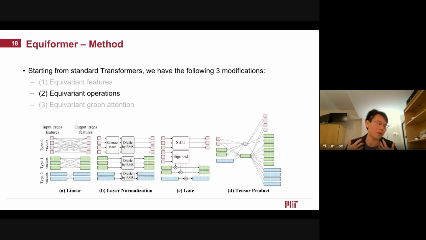And the second part is we adopt the equivariant operations for these equivariant features. This mainly consists of 2 parts. The first part is that we replace the original operations in standard transformers with the equivariant counterparts, as shown in the first 3 sub-figures. And the second part is that we introduce an additional operation called tensor products so that we can interact vectors of different degrees.